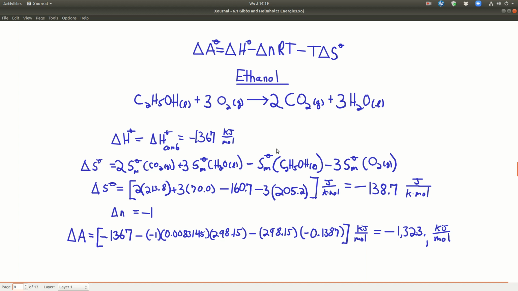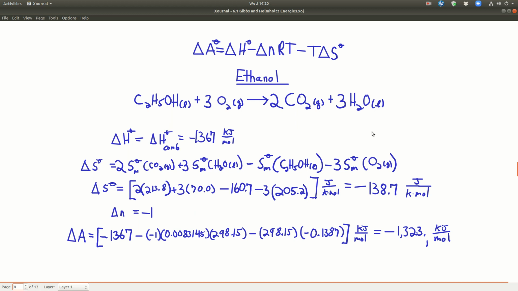And going through the same process for ethanol, this is the balanced equation for the oxidation of ethanol. We were given delta H of combustion, which is our delta H of reaction. We find delta S the same way, products minus reactants: carbon dioxide, water, minus ethanol, that's supposed to be an L right there, and oxygen. Plugging those in, I get this.